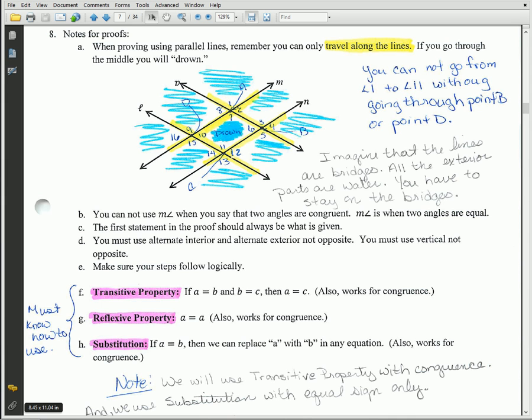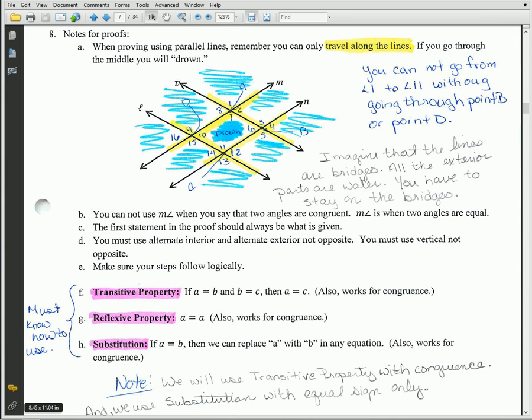Okay? Next thing you need to note: when I put an M in front of the angle symbol, that means I'm talking about the measure of the angle, so the actual degree of the angle. Versus when I use congruence, I'm talking about size and shape, and so I don't put that M there. So if I have congruence, I do not put the M in front of the angle.